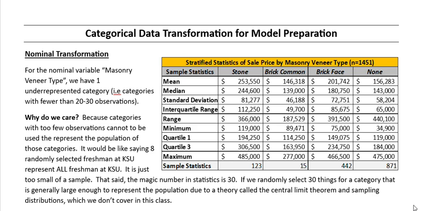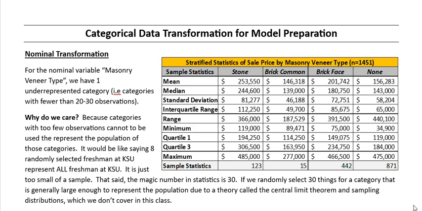So how do we represent categorical data in a numerical form so that we can ultimately use it in that model? For this nominal transformation, we're looking at a variable, masonry veneer type. So whether you have stone, brick on the outside of your home, brick common, which is like fully wrapped brick, brick face, which is just like one front wall that's brick, or no masonry veneer, so you have another type of siding on your house.